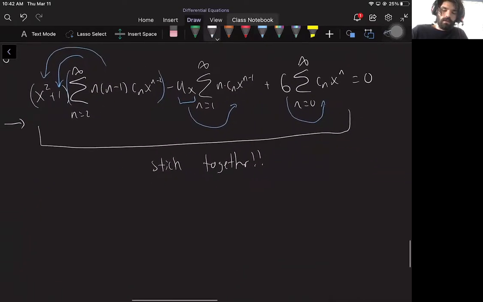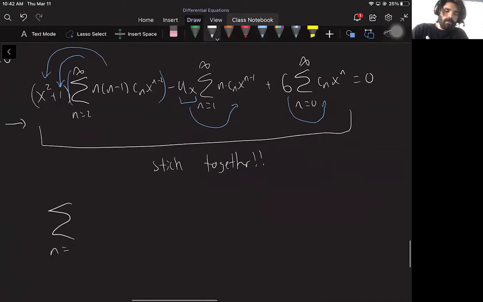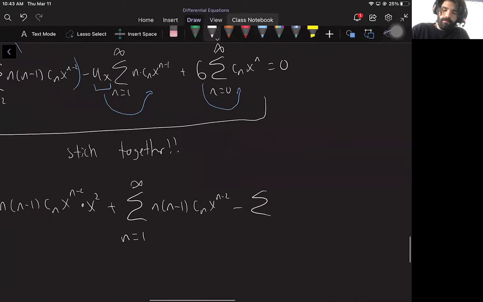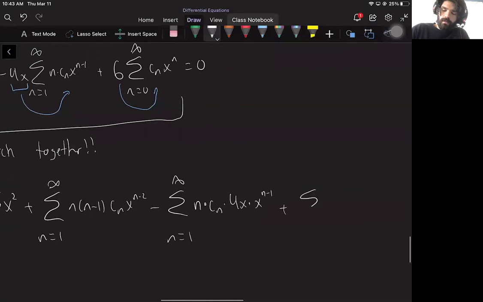Okay, so where does that leave us? So now I have n times n minus 1 times Cn, and I've distributed it to the x squared. So I have x to the n minus 2 times x squared plus, and then I distribute it to the 1. 1 times this power series is just the same power series. And then this 4x I'm bringing in, multiplying it in. I'll just write it in this order.